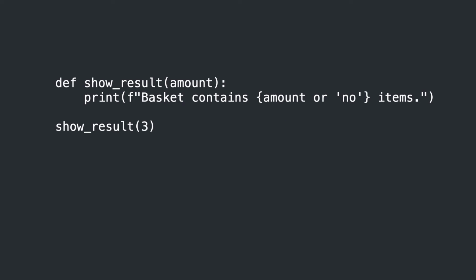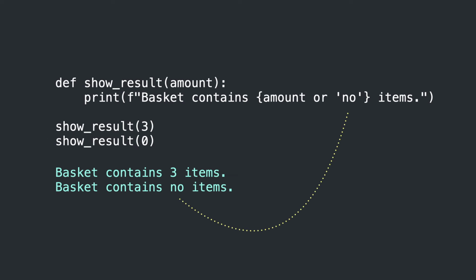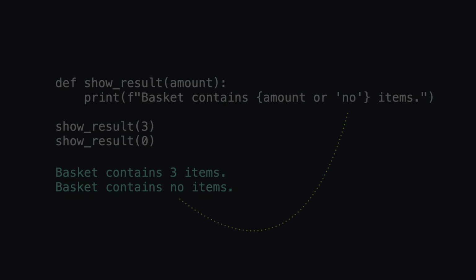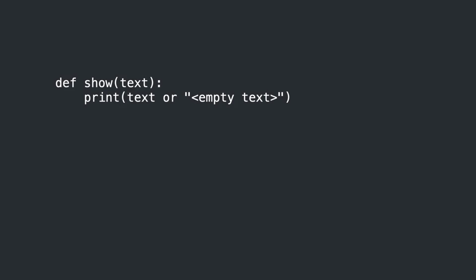For example, I call showResult with value 3. The Boolean value of 3 is true. The OR operator returns the integer value. If the amount is falsy, the second operand of the OR operator will be evaluated and returned. In this case, this will not be a Boolean but a literal string. I call showResult with 0 to check that. And that works.